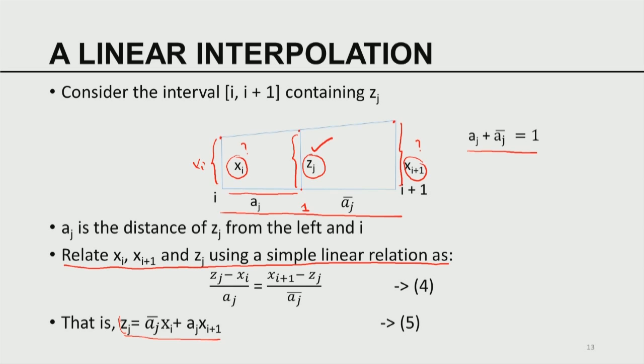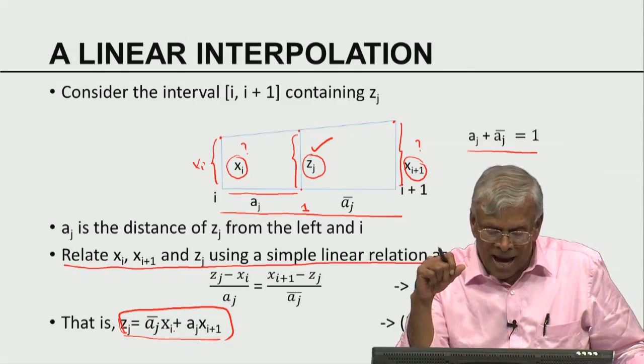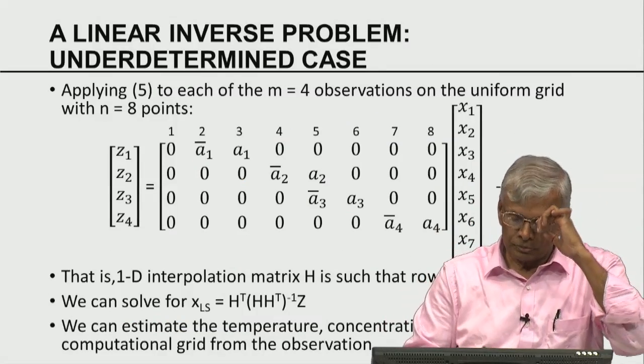This relation connects the unknown to the known. The xi's and xi plus 1 are the unknown, zj's are known. They are related by the parameters aj and aj bar. Now, if I can do this for jth observation, I should be able to do this for every observation. If I did that, I get a matrix.